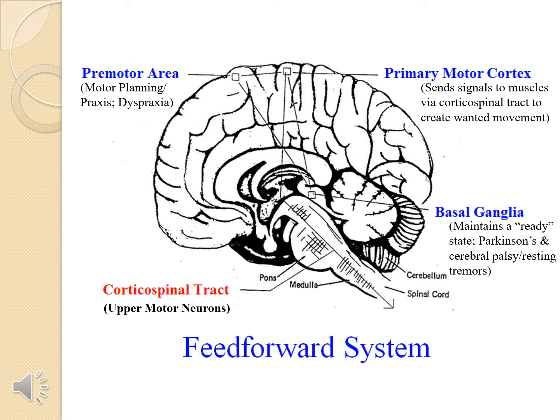The premotor area is responsible for motor planning, which is referred to as praxis. Deficits in motor planning result in dyspraxia. When the basal ganglia keep you ready for movement and the premotor area is working well to plan the movement, the primary motor cortex sends signals via the cortical spinal tract to neurons in the spinal cord to direct muscle contraction and therefore movement.